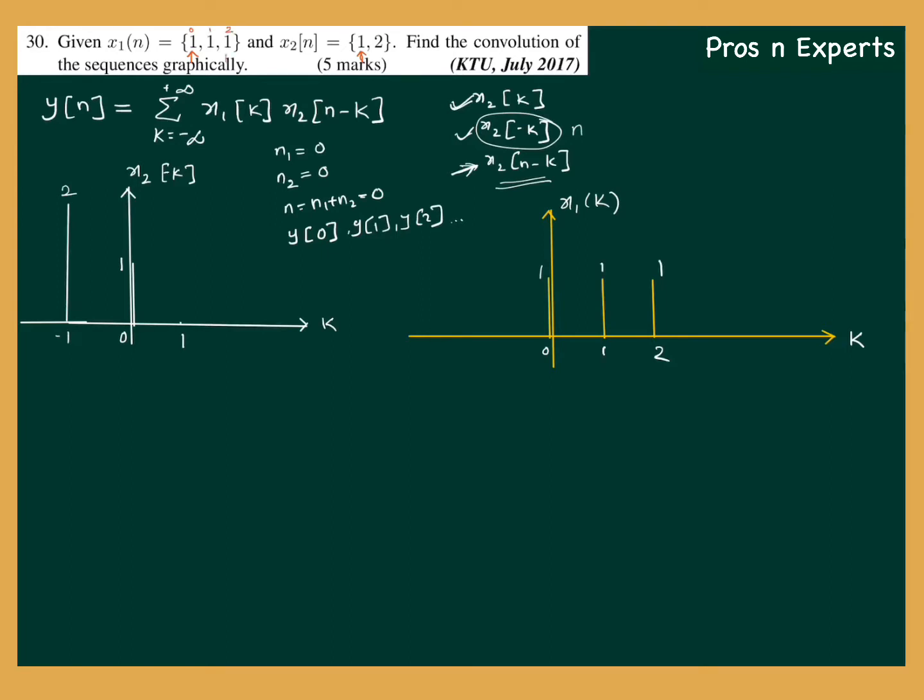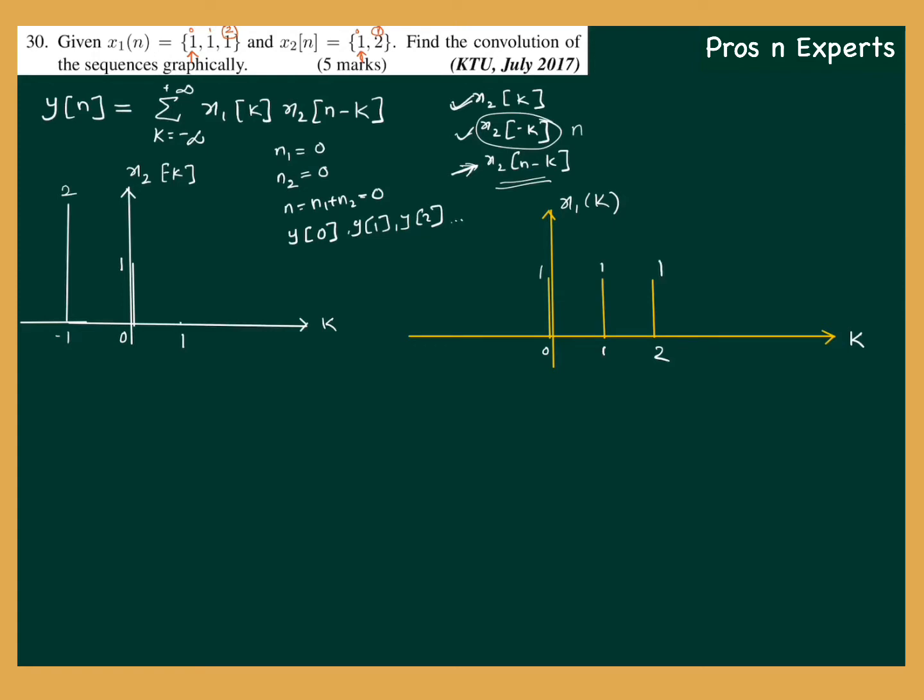Okay, so the end n value of x1 of n is 2. Similarly, what is the end n value of x2 of n? This is at n equal to 0, this is at n equal to 1. So n equal to 1 is the last sample, the last index of x2 of n.